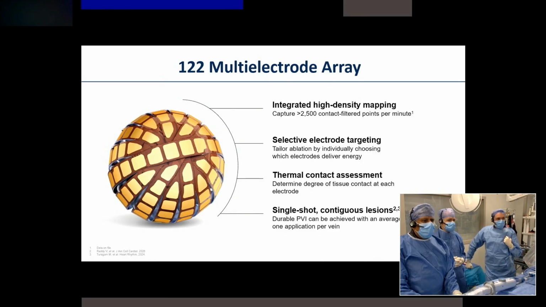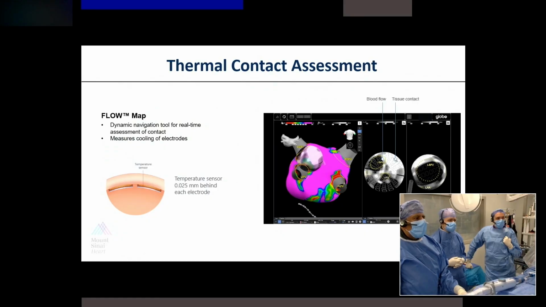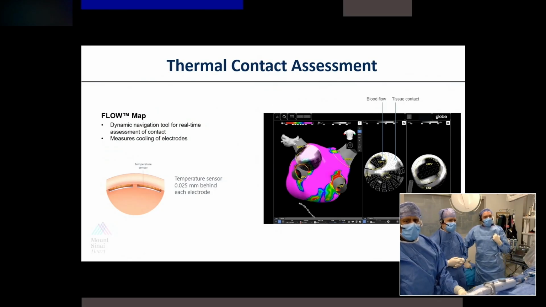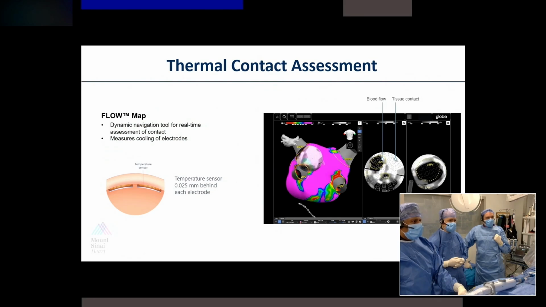Next slide. So first, what we do is a flow map, and what you're seeing is areas that are white and areas that are dark. The flow map is basically using resistive heating, heating the electrodes, and it measures the rate of cooling. Blood is going to cool much faster and is represented by dark there. Areas of contact are going to take longer, and so they're white. So that's what is measured. Let's go to the next slide.